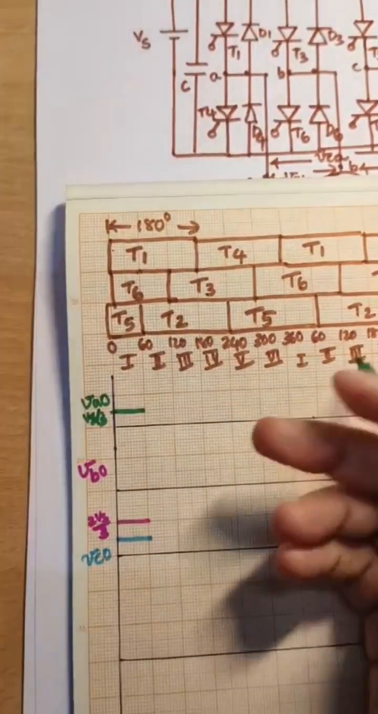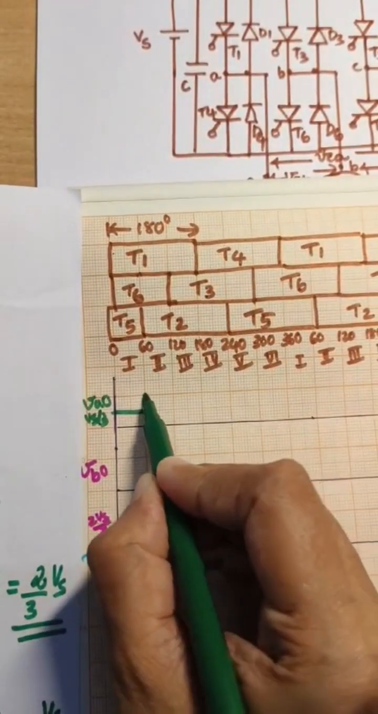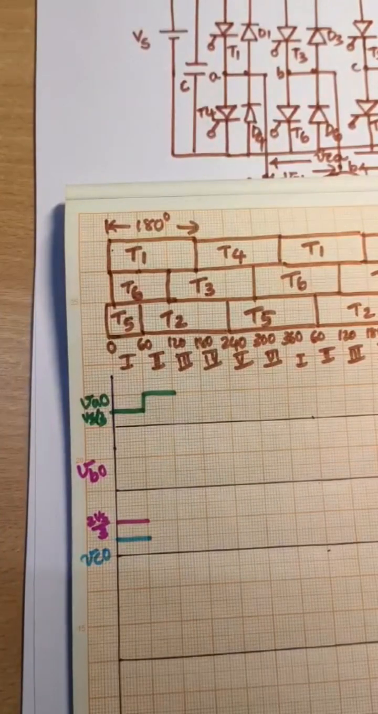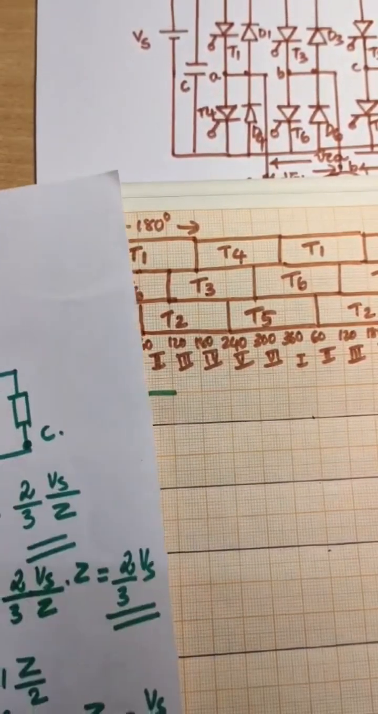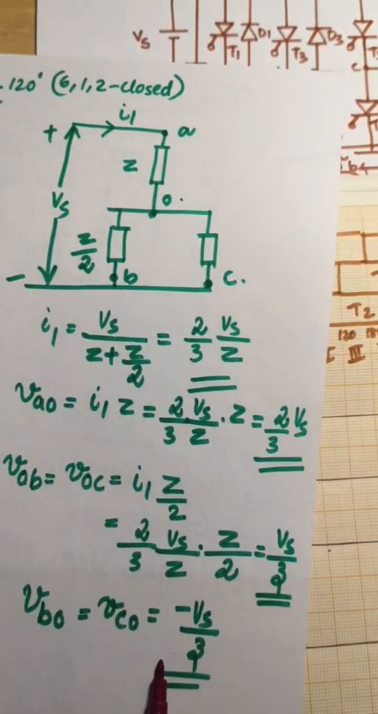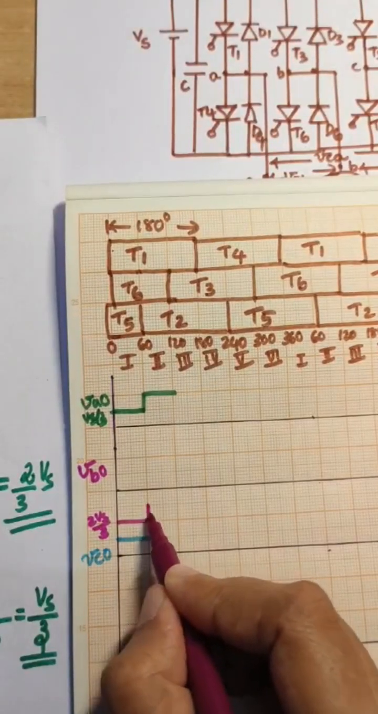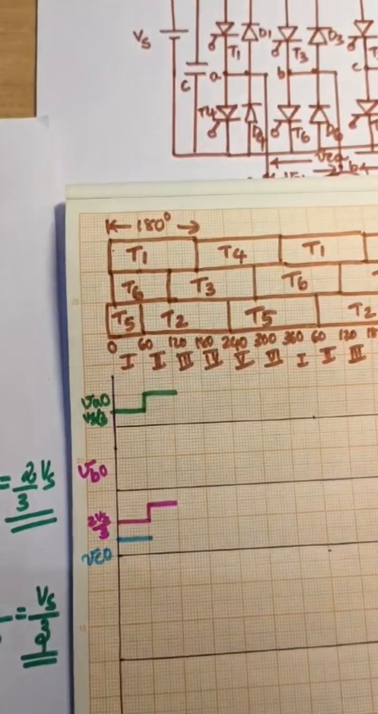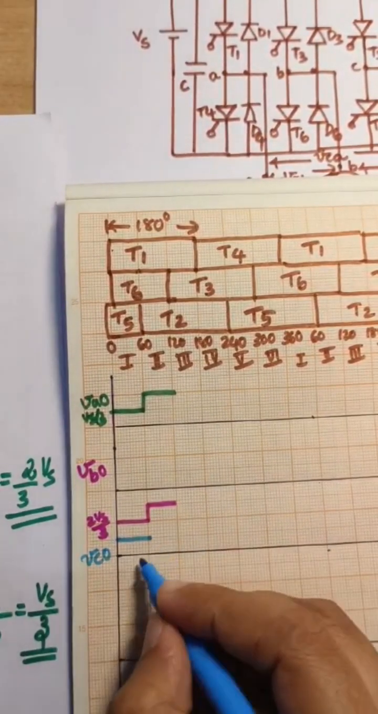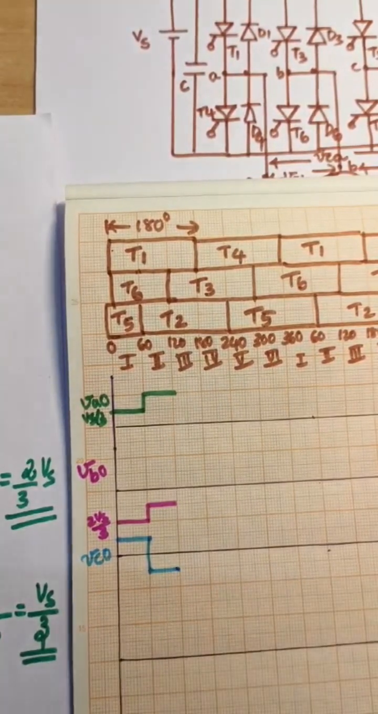So VAO, we obtain it as 2 by 3 Vs. VBO is equal to VCO is equal to minus Vs by 3.